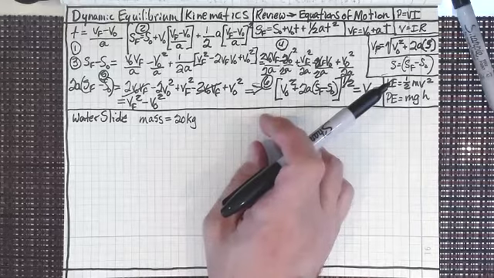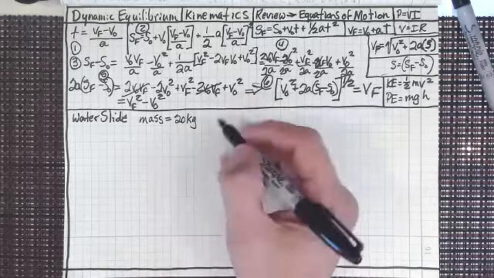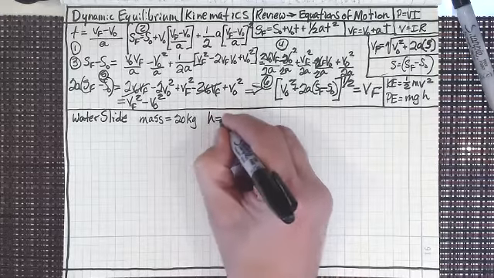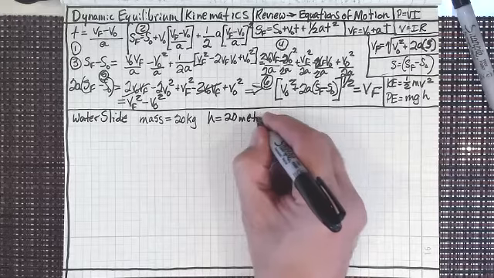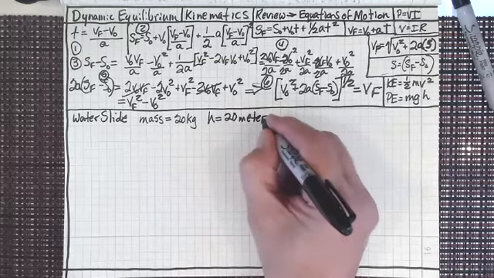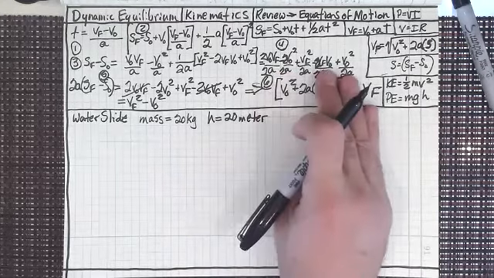We're at the water slide park, and they've got a new water slide that is 20 meters high. Now, you've got to remember that a meter is a little more than 3 feet, right? So this is about 60 feet high.